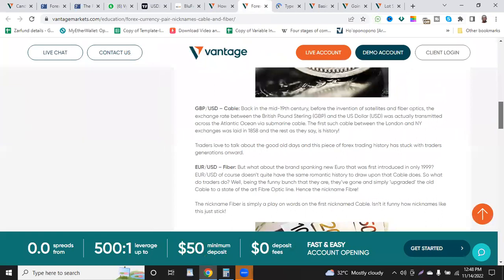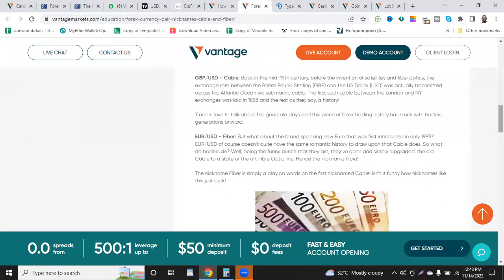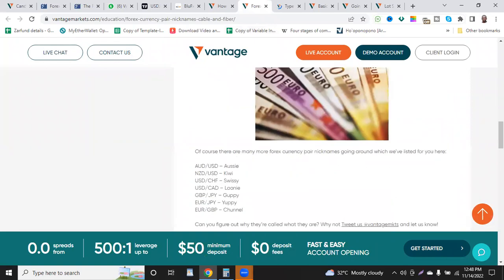If it's something you want to take note of, you can. GBP USD is called the cable. Euro USD is called the fiber. The AUD USD is called the Aussie. NZD USD is the Kiwi. USD CHF is Swissie. USD CAD is called the Loonie. GBP JPY is Goopy. Euro JPY is the Ninja, and Euro GBP is the Chunnel. So if you want to take note of that, you can go ahead.